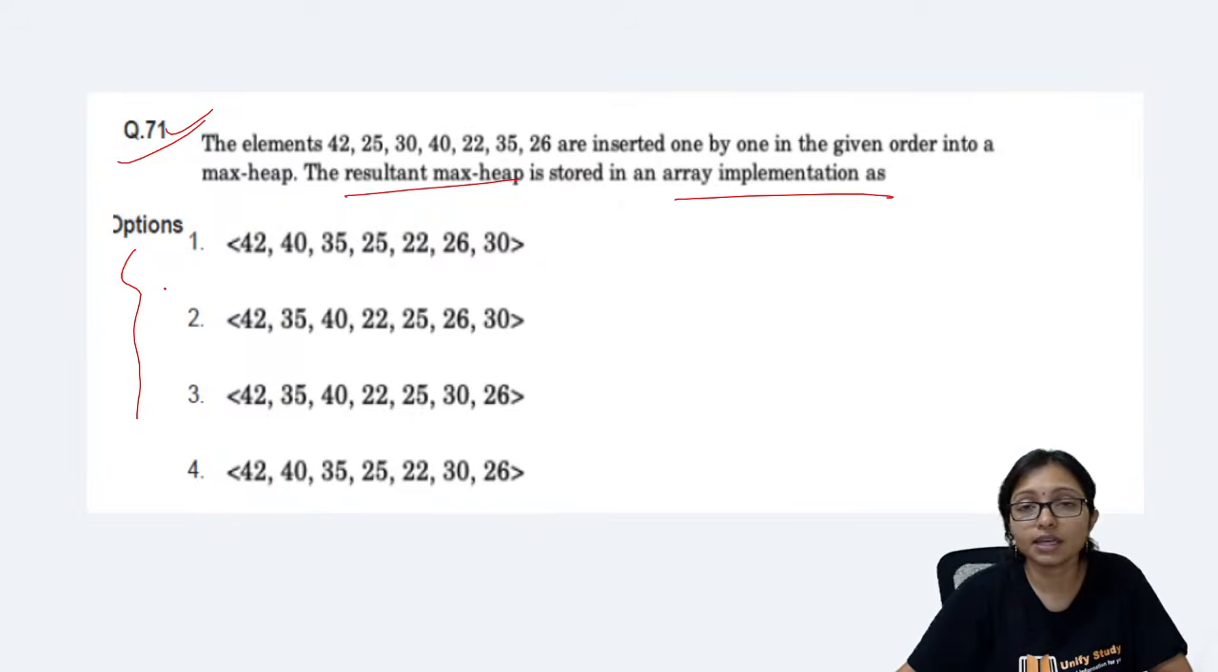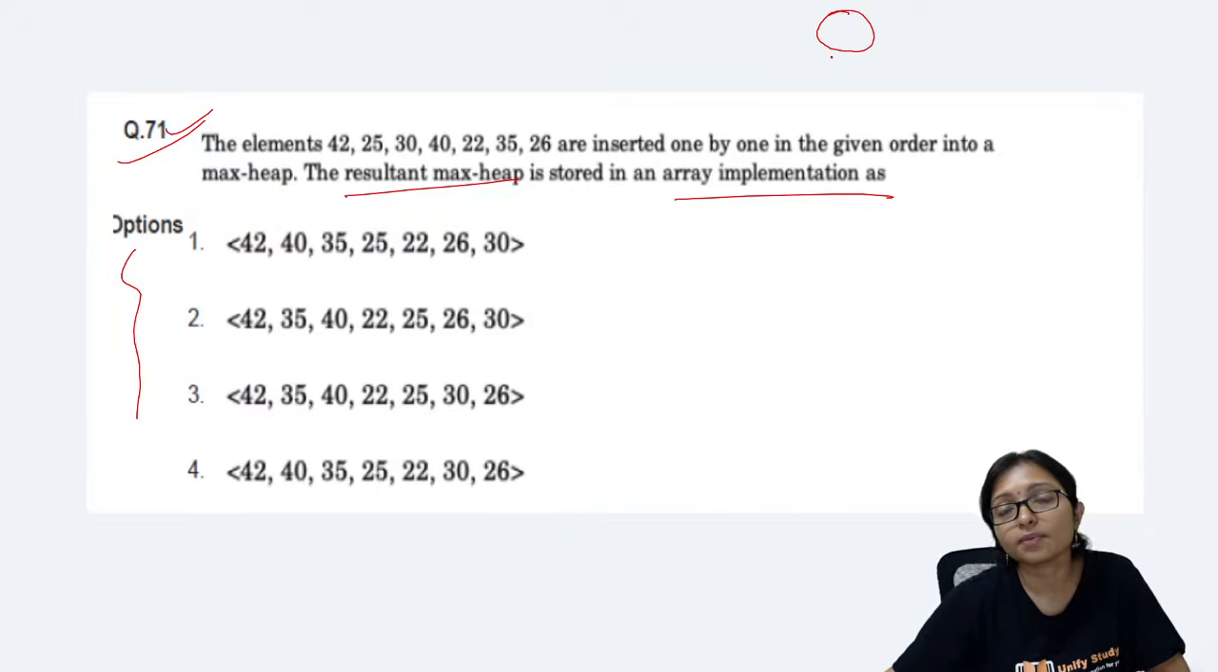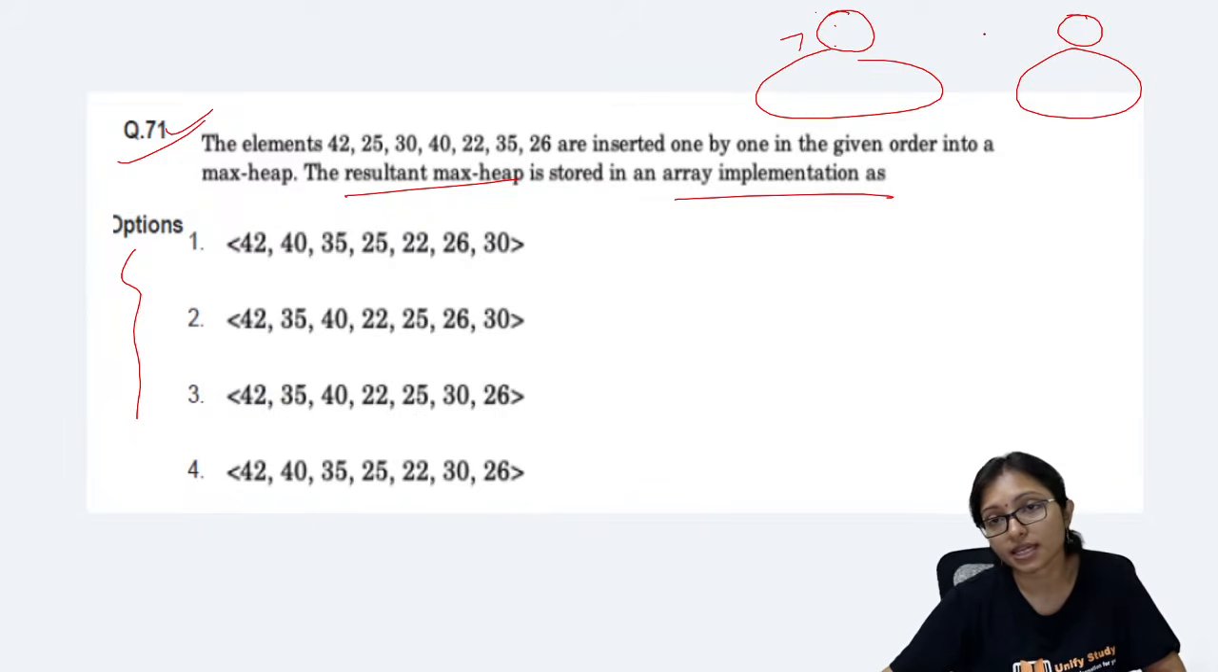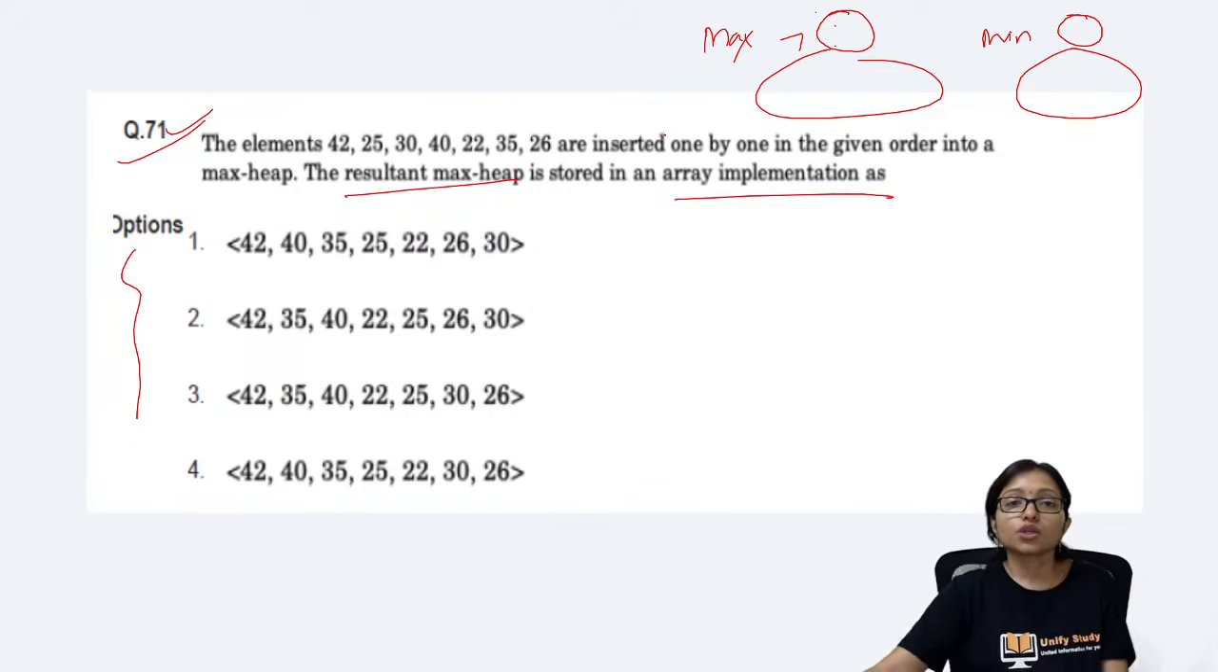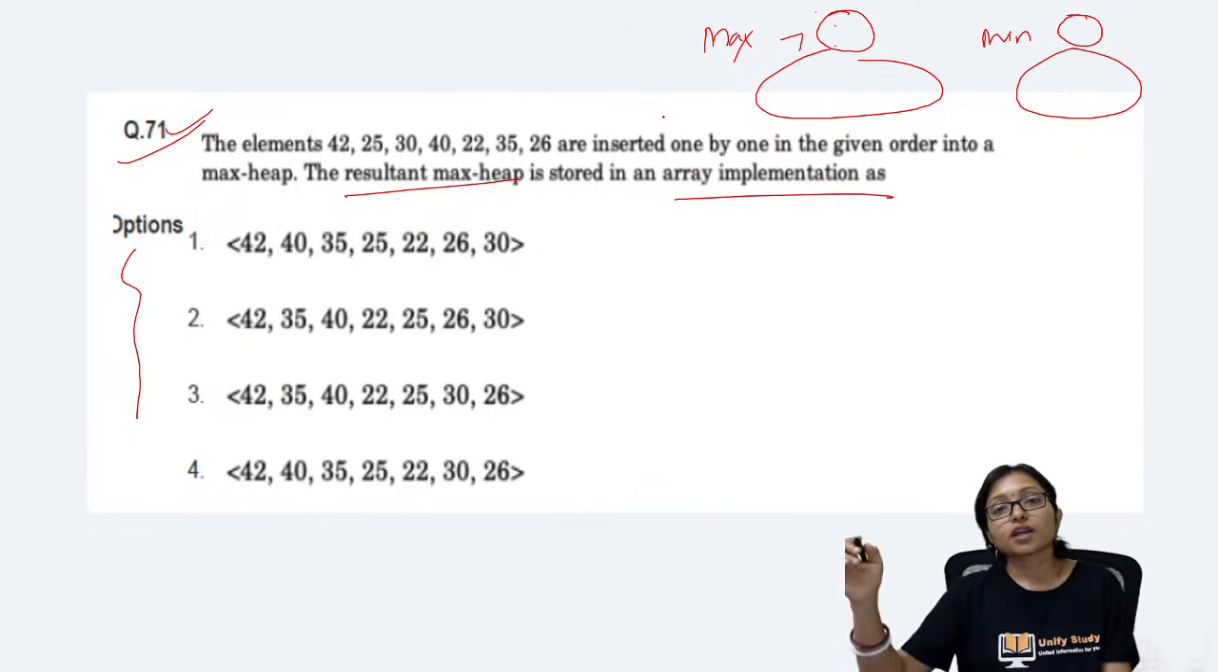Max heap and min heap, what is that? The max heap means always the root will be greater than all the children. Min heap means the parent will be less than all the children. That is called min heap, and this is called max heap. The difference between max heap and min heap is this one only. So do the answer. Do this one.